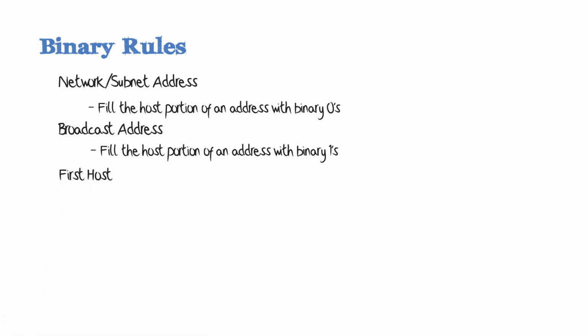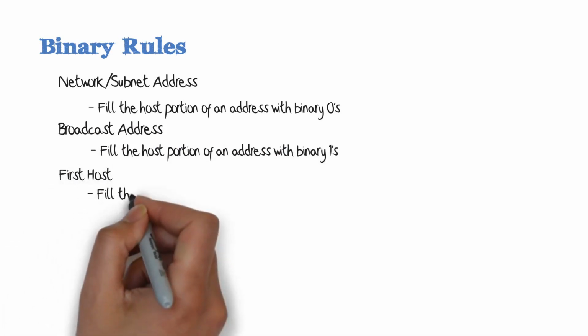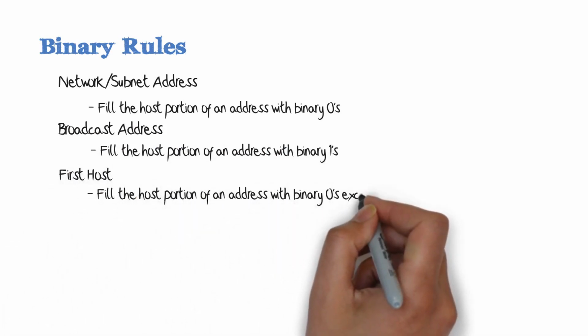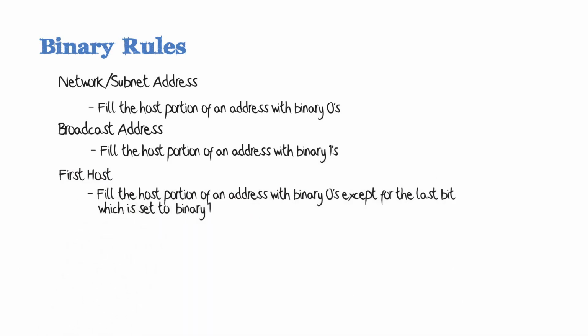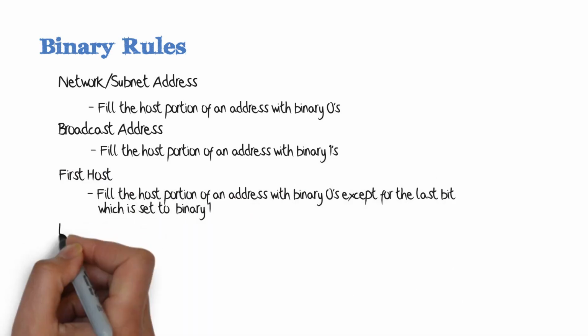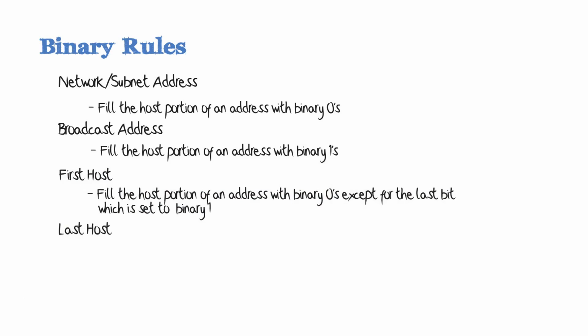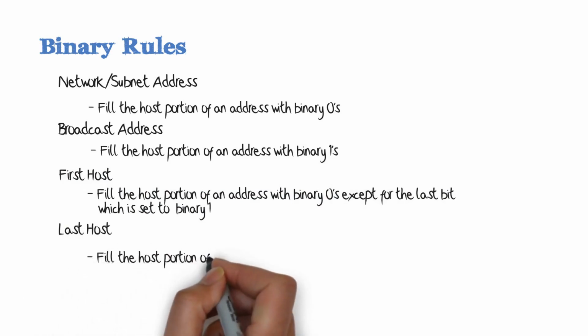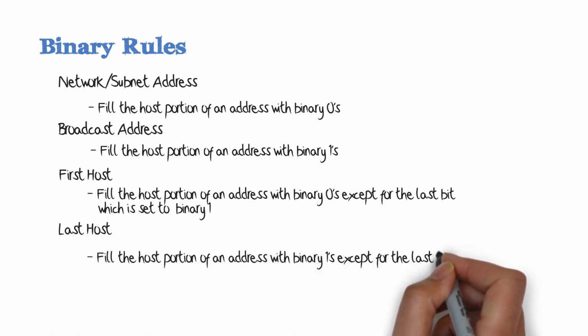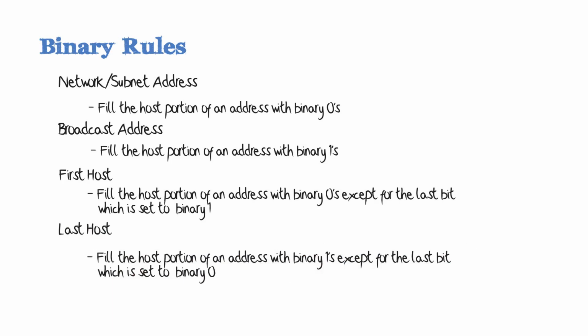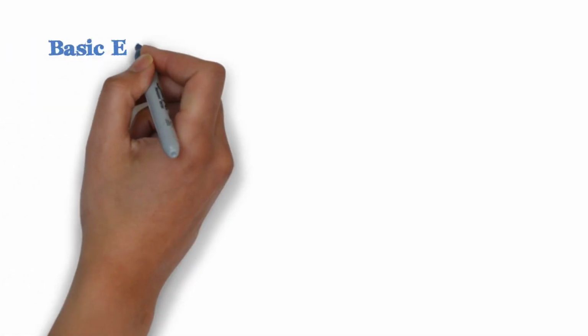To work out the first host in a subnet, you fill the host portion of the address with binary zeros except for the very last bit, which you set to a binary 1. And to work out the last host in the subnet, you fill the host portion of the address with binary 1s except for the last bit, which you set to binary 0. If you remember those 4 rules, you'll be able to work out the answer to any of those questions very quickly. So let's start with a basic example.